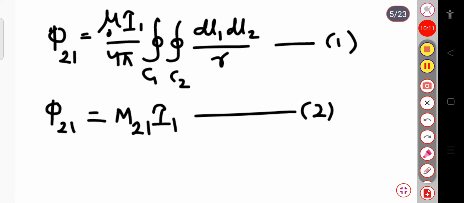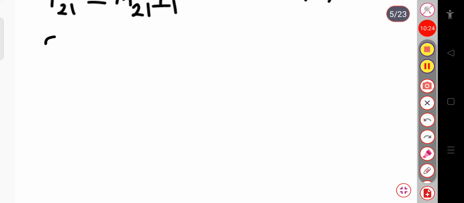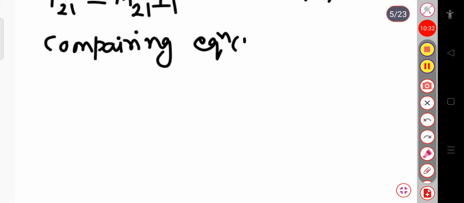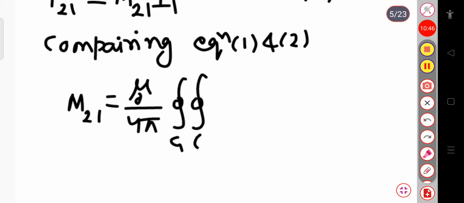This I1 coefficient, that is mu naught by 4 pi, double integration, one for C1 and another for C2, dl1 dl2 divided by r. This is the value of M21. So comparing equation 1 and 2, the value of M21 will be equal to mu naught divided by 4 pi integration over C1 integration over C2 dl1 dl2 divided by r.